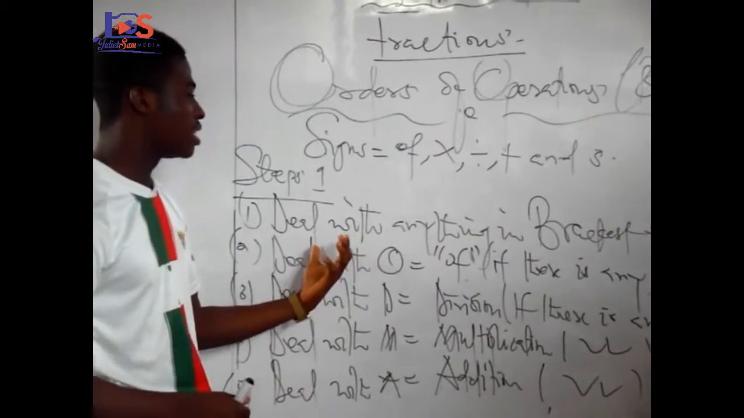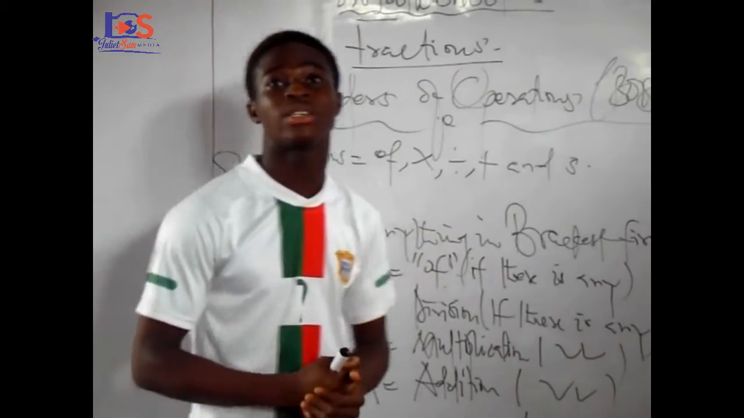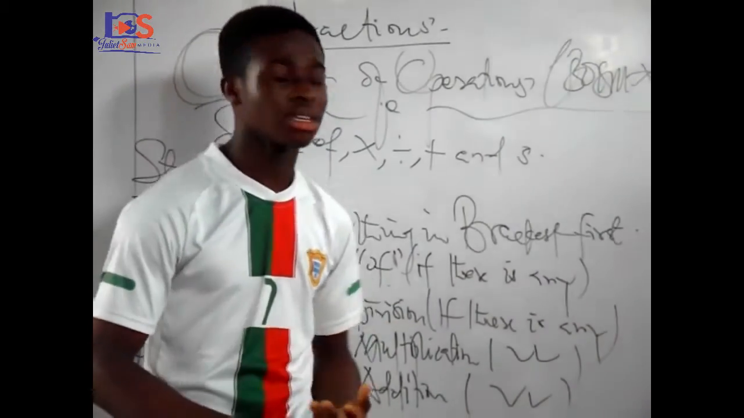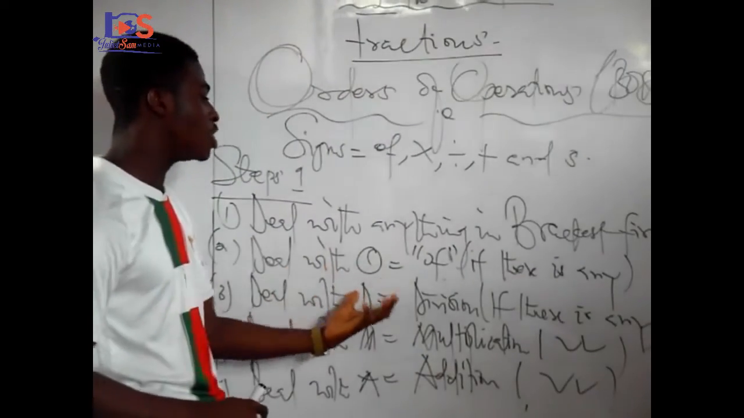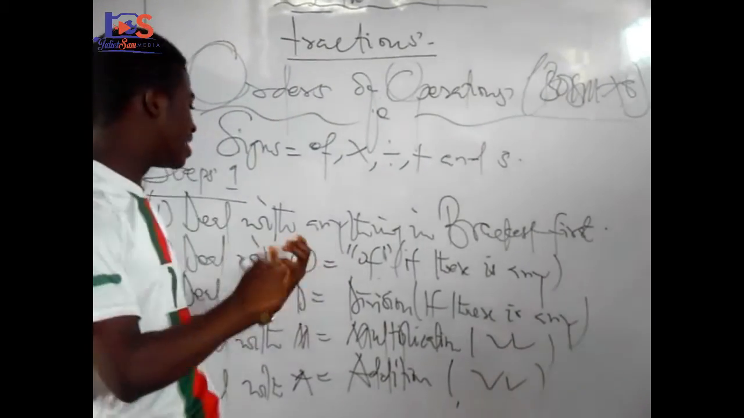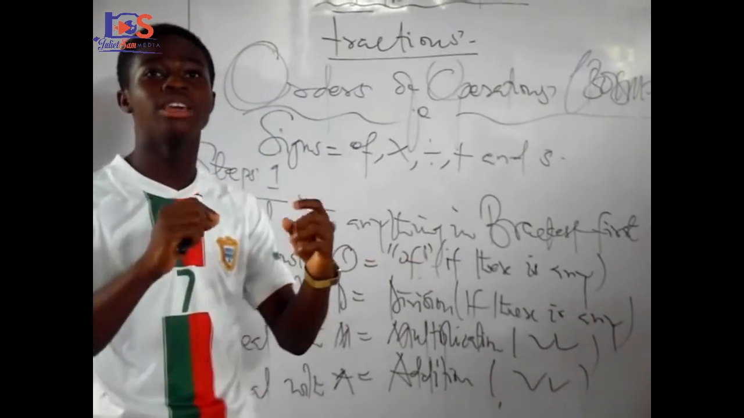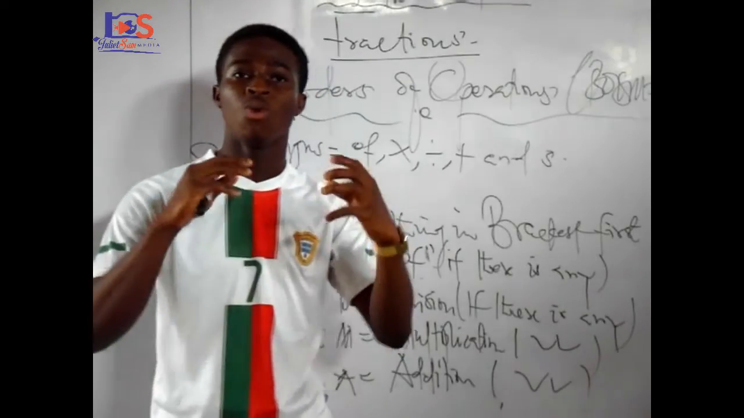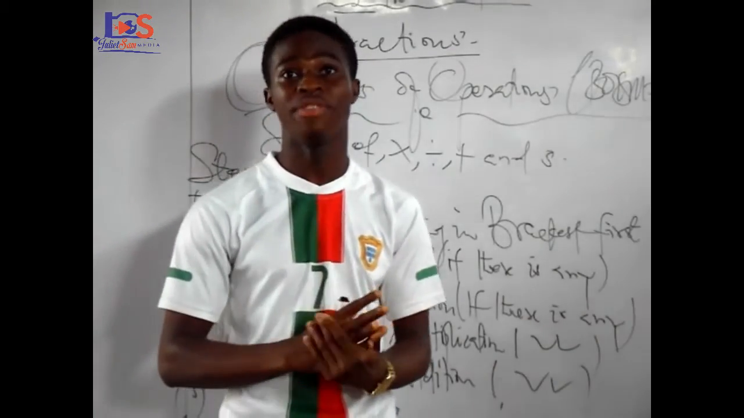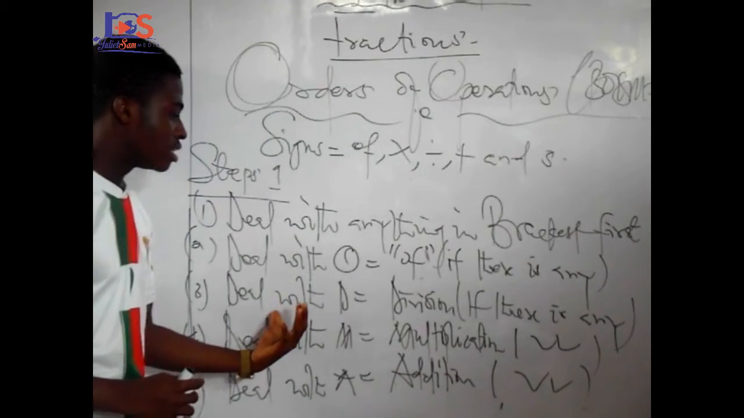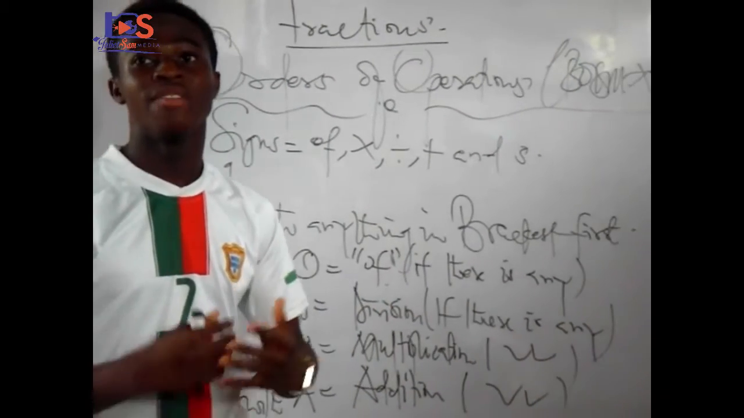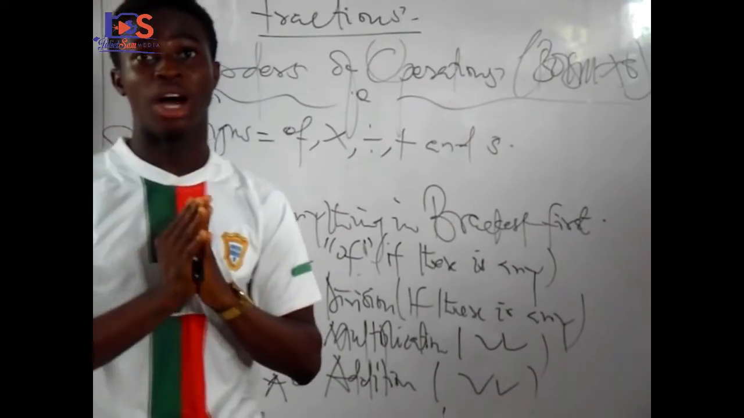Step 1. Deal with anything in brackets first. When given a question and there is any bracket in it, deal with it. Step 2. Deal with O, which is the of, if there is any. When a question is given to you, if there is an of in the question, please deal with it if there is any. Step 3. Deal with D, which equals division. If there is any division sign in it, deal with that one too.